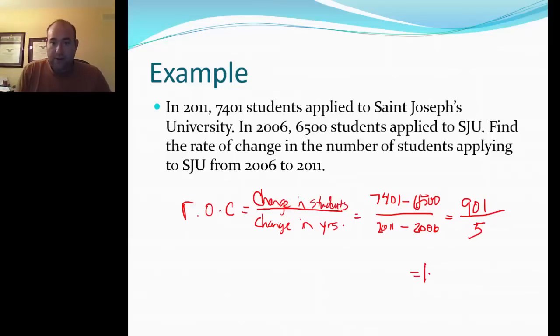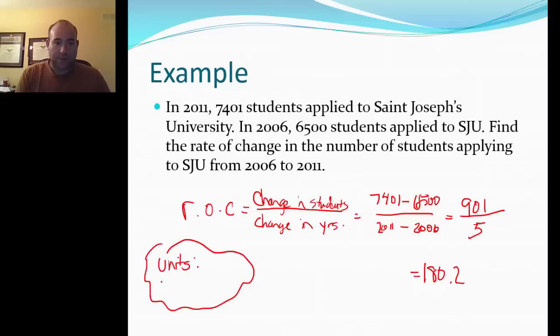180.2. Now, note about units. The units here, it is a rate. So like rates, when you think of speed, miles per hour, it's going to be the same idea. But instead of it being something like that, it's going to be whatever the unit is in the y per whatever the unit is in the x. I'm going to write that down here kind of on the side as far as the units go. It's going to be y per x. So in this case, it is 180.2 students per year. That's 180 more students each year applying to St. Joseph. We assume that that rate of change is a constant.